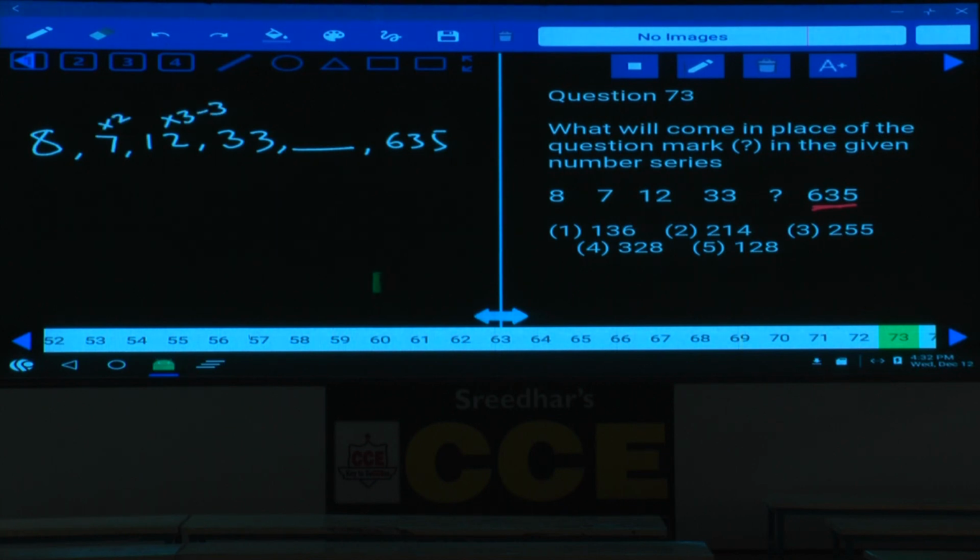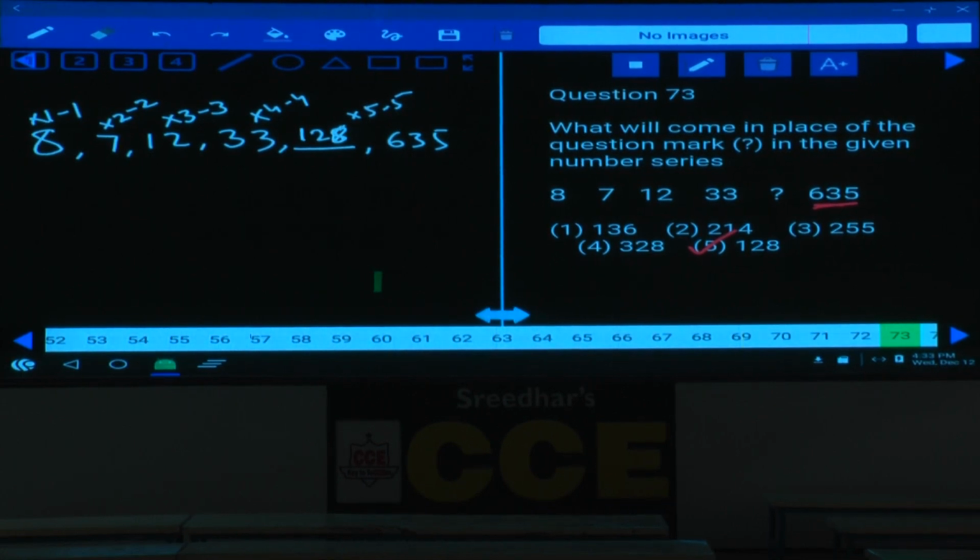7 into 2 is 14, 14 minus 2 is 12. Now 8 into 1 minus 1, 7 into 2 minus 2, 12 into 3 minus 3, 33 into 4 minus 4. 33 into 4 is 132, 132 minus 4 is 128. Next, 128 into 5 minus 5, 640 minus 5, 635. Tell me what is your answer here? 128, and it is given in choice 5. Now this is about question number 73.